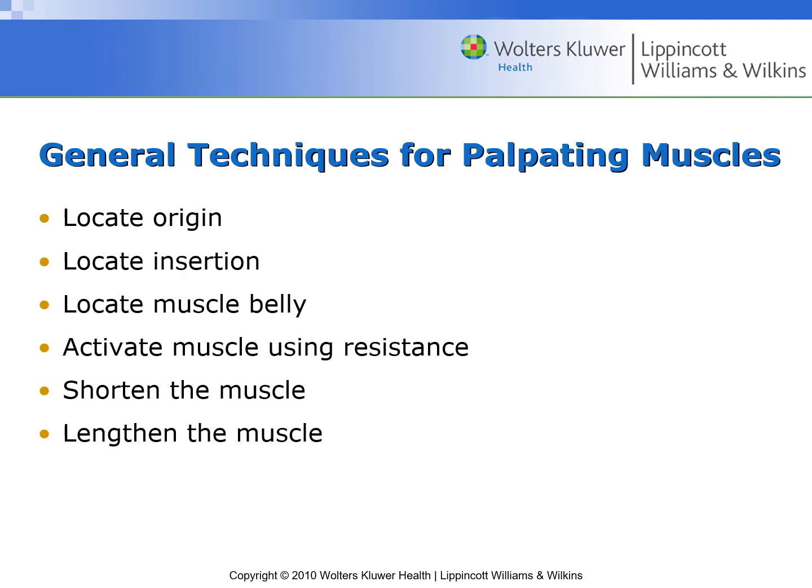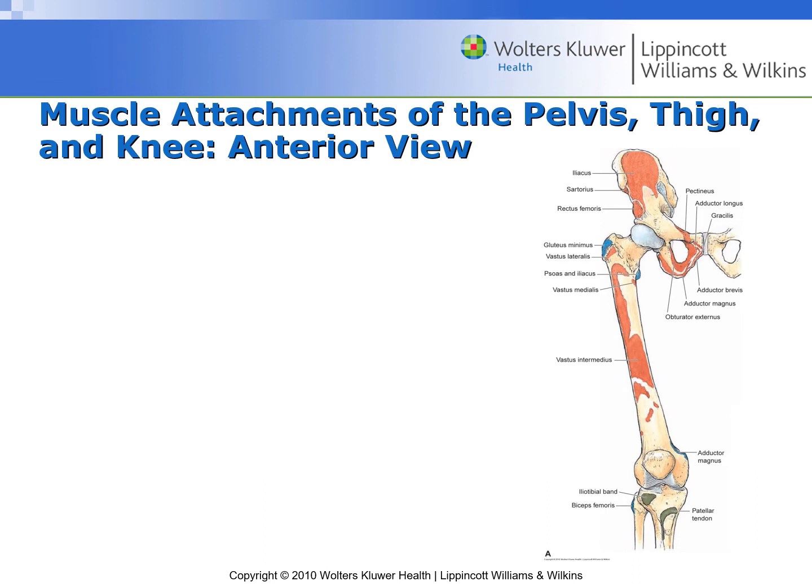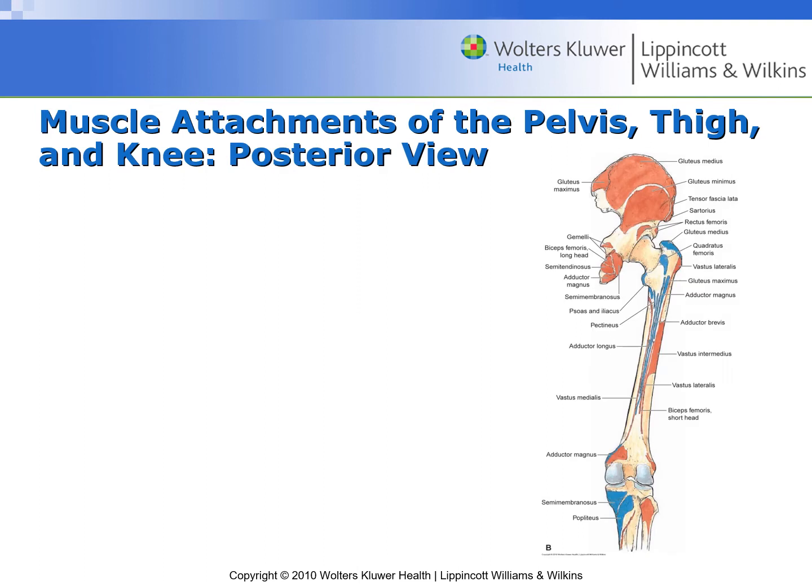The general techniques for palpating muscles are to first locate the origin, then locate the insertion, followed by locating the muscle belly. We then activate the muscle using resistance, we shorten the muscle, and we lengthen the muscle. And here we see the muscle attachments of the pelvis, thigh, and knee from an anterior view. And here we see the muscle attachments of the pelvis, thigh, and knee from a posterior view.